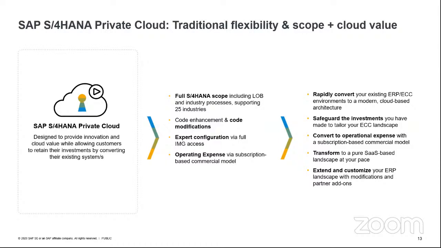If we talk about expert configurations via the IMG access, I think most of you might have done these activities in your ECC environment. So you can take advantage of all these steps in the PCE model as well. It's a pure SaaS-based model, as we've already seen. You can transform your current landscape into a pure SaaS-based model where S/4HANA will act as a software, and you have your software on these deployment options available.